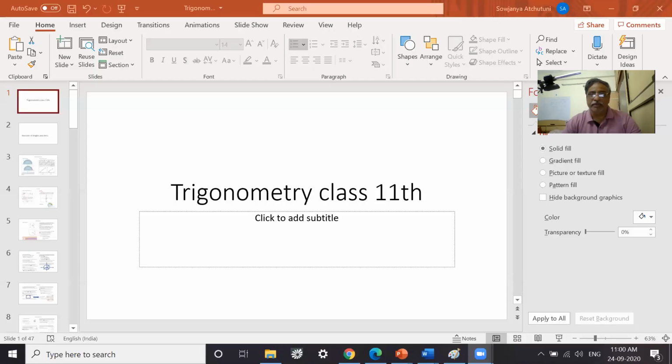Now students, let us learn trigonometry. We have initial level trigonometry and subsequently we will have further advanced trigonometry in class 11. So before going for trigonometry, we will have a quick recapture of what we have learned in class 10th regarding angles, basic trigonometry functions, and arcs. So we will have a quick recapture of trigonometry. So this is trigonometry class 11.